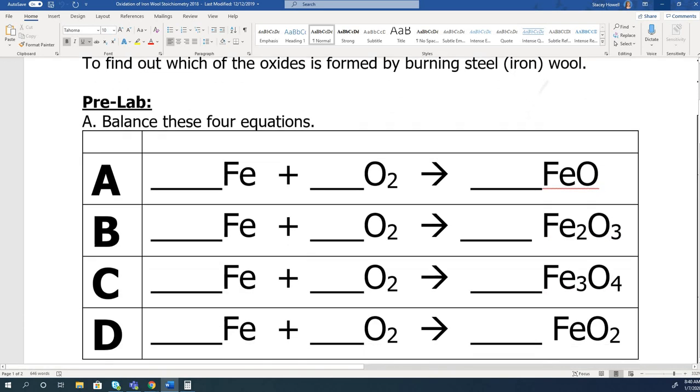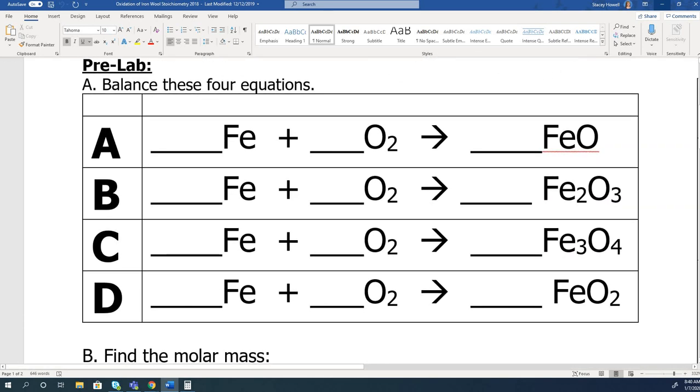Okay? So pre-lab, first thing I want you to do is take a few seconds here, balance these equations. And I'll pull people up to help me write it in.